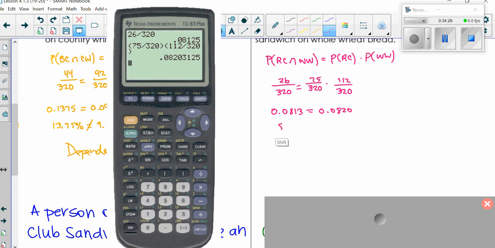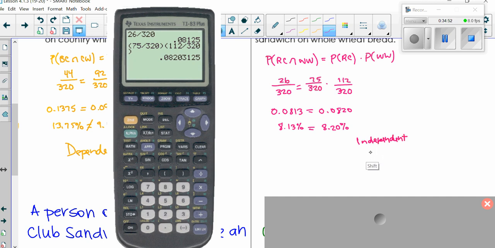So that means that this is about 8.13%. And I would change it to percentages. It always makes it easier to see if it's within 1%. And 8.20%. And I can see that these are within 1% of each other. They're actually really, really close to each other. So that means that these are independent events.